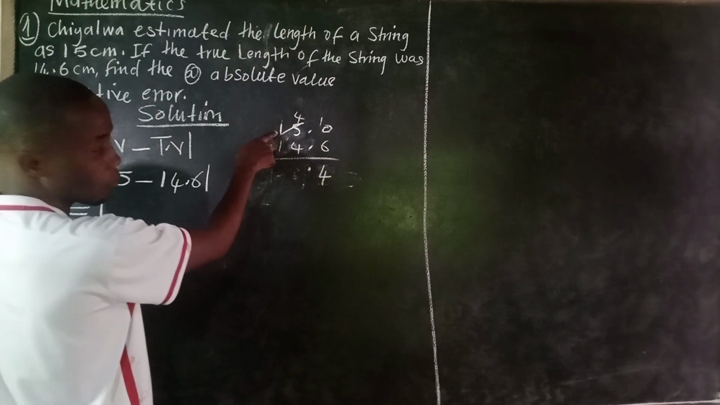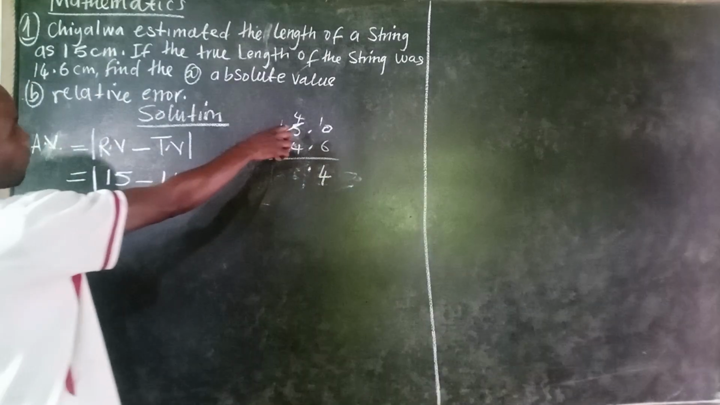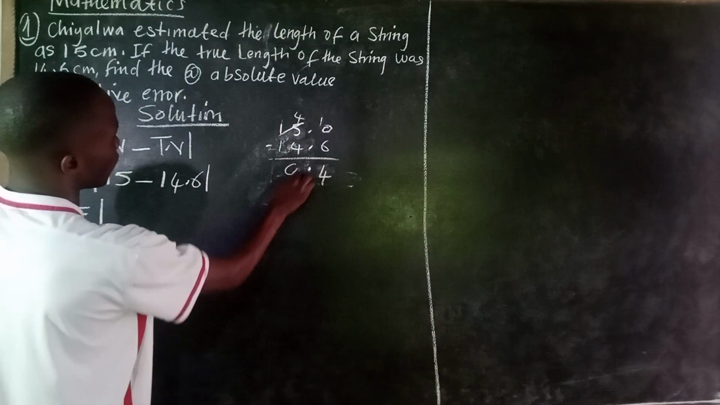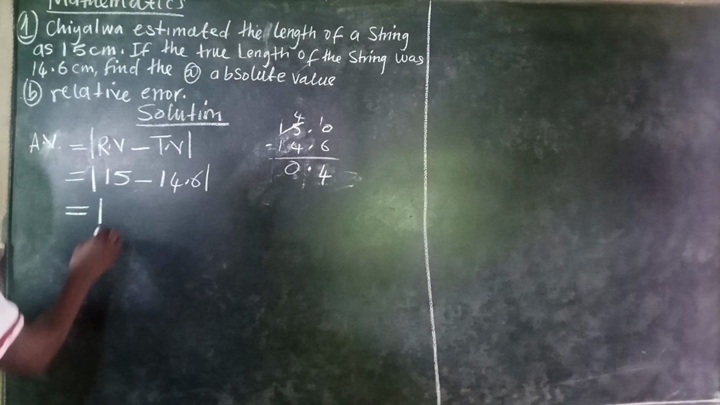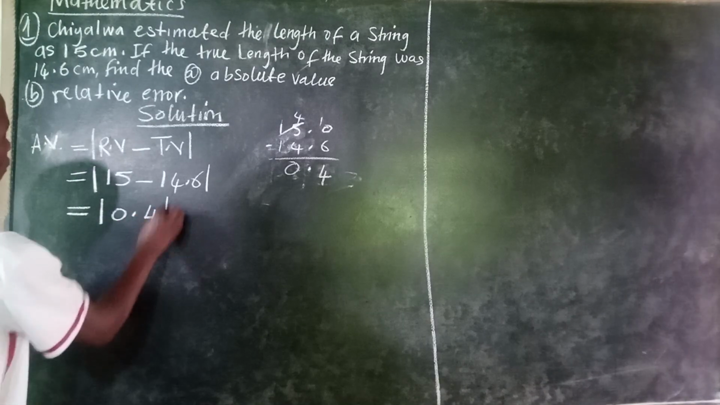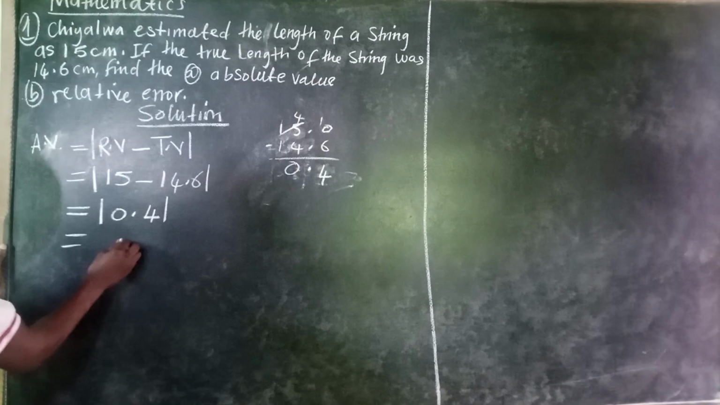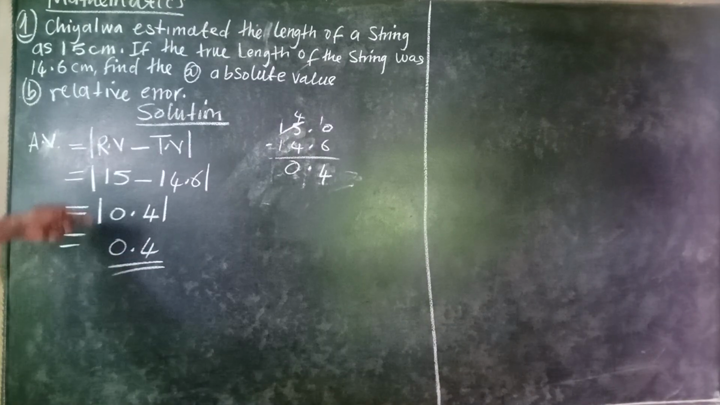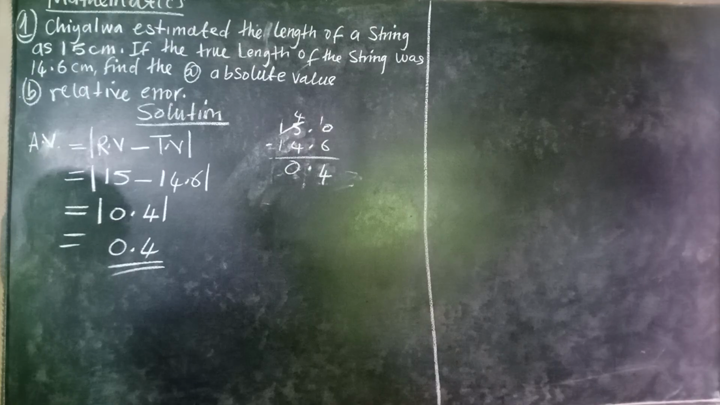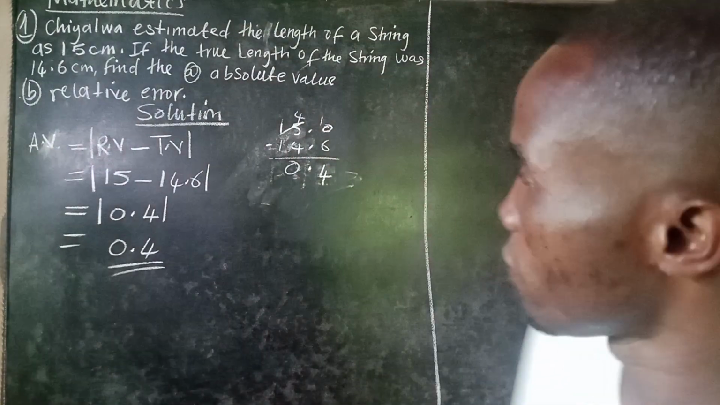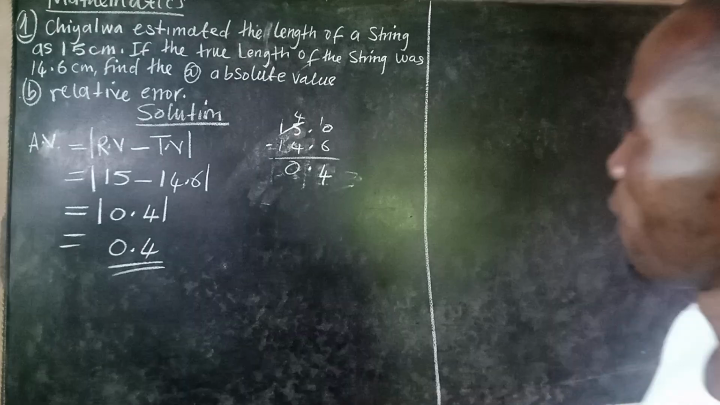Remember here you have a 4, which gives you what? 14. So 14 minus 14, the answer will be... I mean 0. So therefore, here you are going to say 4 as 0.4. Then this one is 0.4. So the absolute of 0.4 is 0.4. Okay. So that is our absolute value according to the question that we are given here.